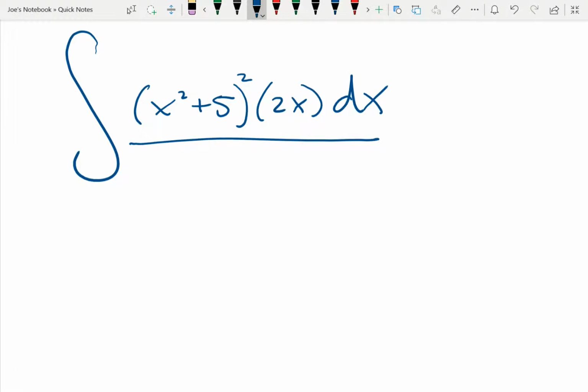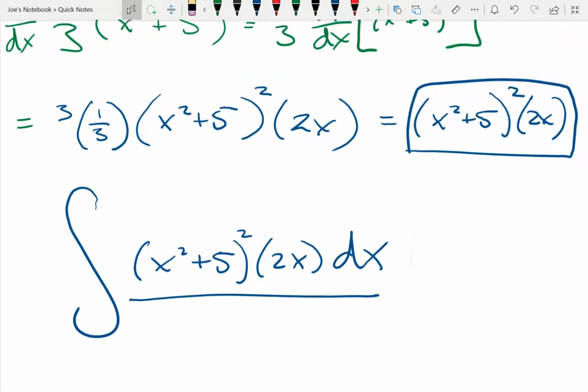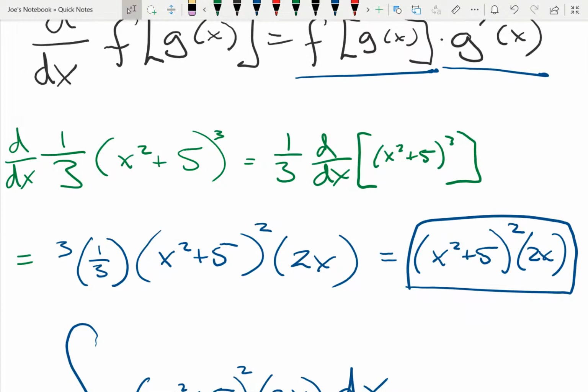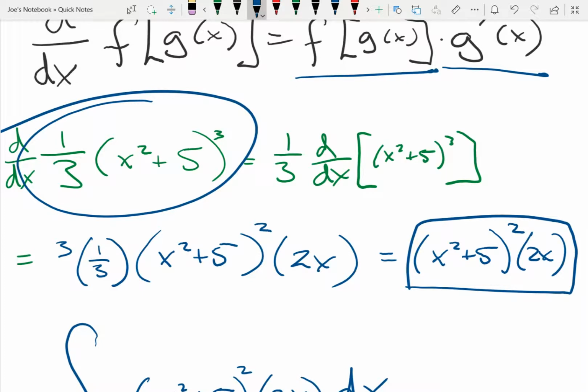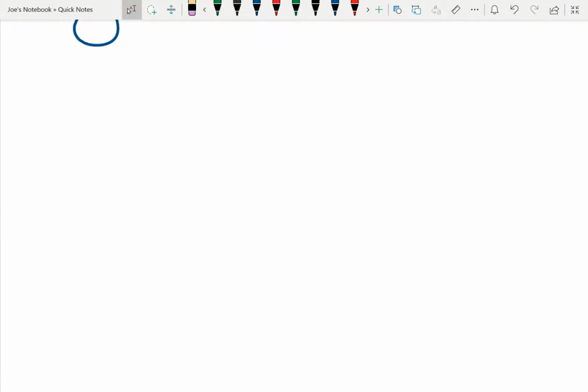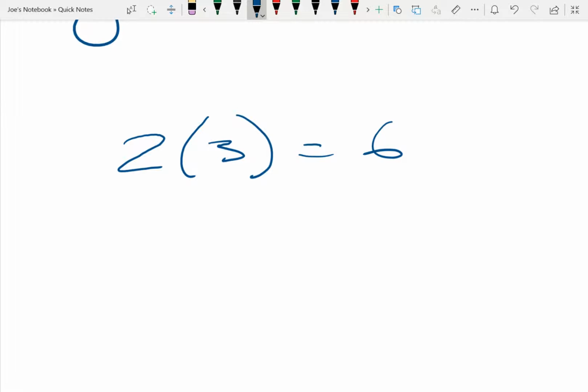So if the derivative of the function we're looking for is x squared plus 5 squared times 2x, what must the answer to this problem be? It's like saying 2 times a number is 6. If I divide both sides by 2, what is 6 divided by that number? I'm just doing the inverse operation. Well, it must be that, that's all we're doing.